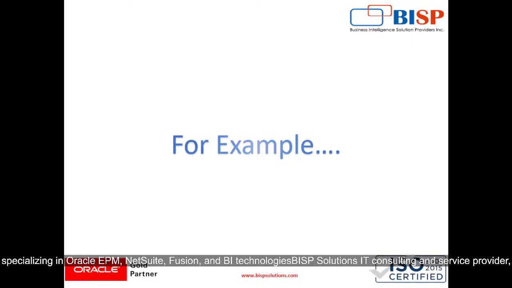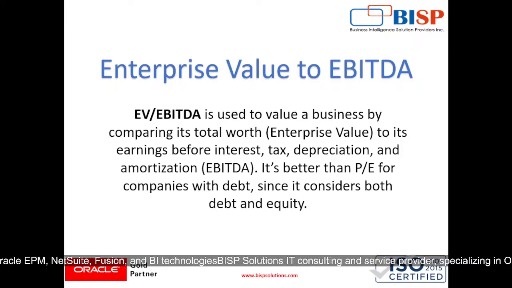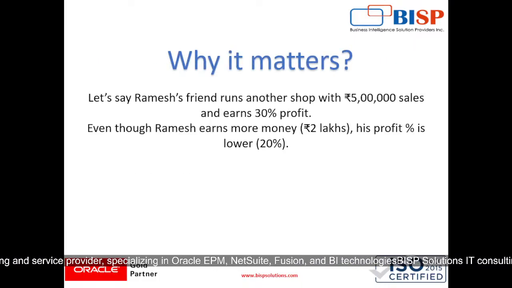Then comes our enterprise value to EBITDA, which is EV upon EBITDA. It is used to value a business by comparing its total worth, enterprise value, to its earnings before interest, tax, depreciation, and amortization, which is EBITDA. It's better than PE for companies with debt, since it considers both debt and equity. So why does it matter?